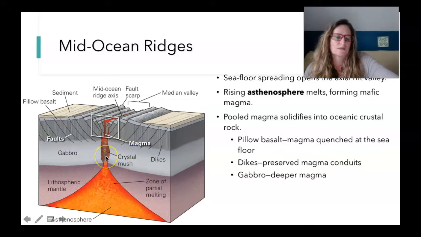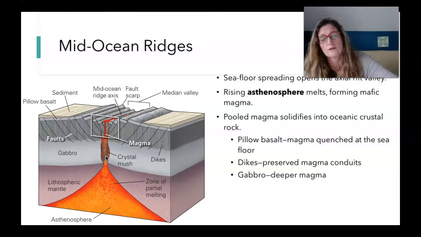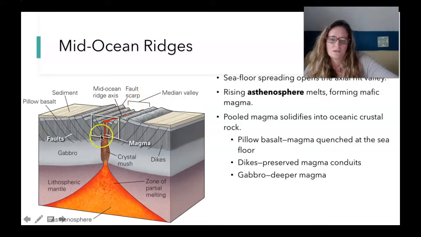Crystal mush means that it isn't totally liquid. There's some crystals in there. And then that magma is going to squeeze up through cracks within these little faults at the top of the mid-ocean ridge. Sediment. So there's a thin layer of sediment on top of those basalts.